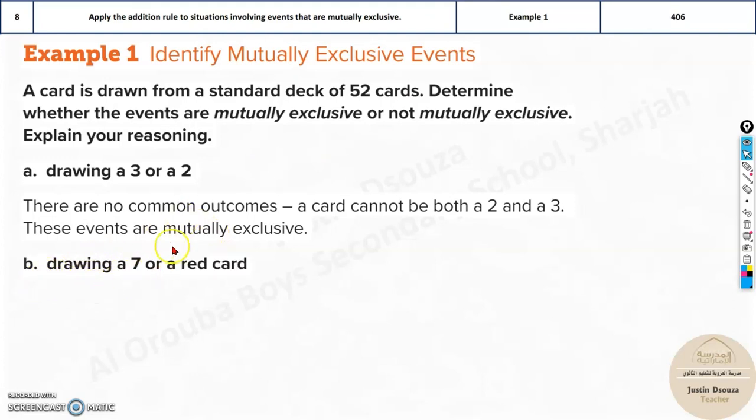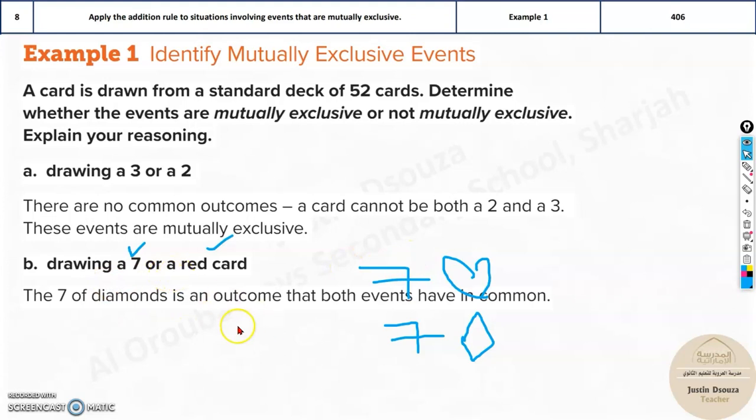Whereas, let's look at this, drawing a 7 or a red card. Now it's important. You have either a 7 or a red card, but you know a 7 also can be hearts and a 7 can be diamonds. These are both together as one. So these are not mutually exclusive. Why? They are not unique because they can be the same event as well. Look over here. A 7 of diamonds is an outcome that both events have in common. So they are not mutually exclusive.